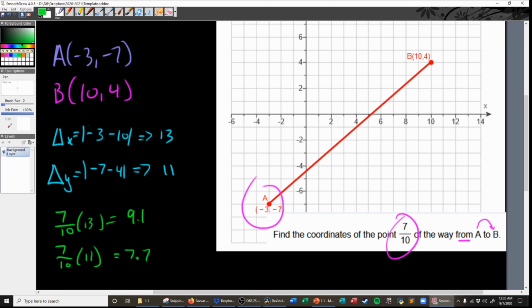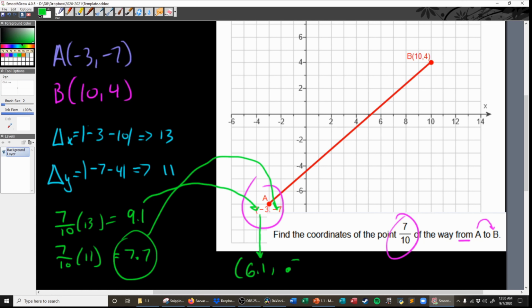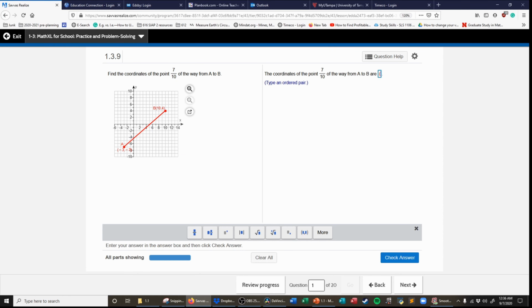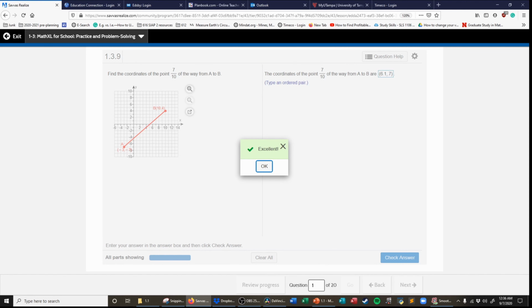Now I have to add though, that's just my change in X and my change in Y at 70%. So now I have to go back and add them to my A. So I'm going to take 9.1, add it to negative 3. That's going to give me 6.1. And then I'm going to take 7.7 and add it to my negative 7, and that's going to give me 0.7. As I sit here looking at this, I feel even less confident now that this is going to be the right answer. But let's see, 6.1, comma, 0.7.